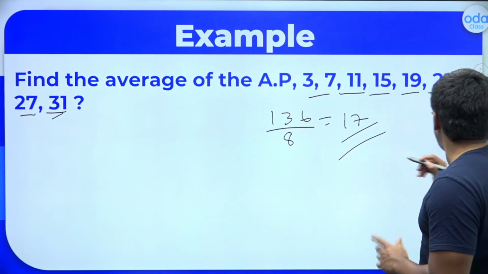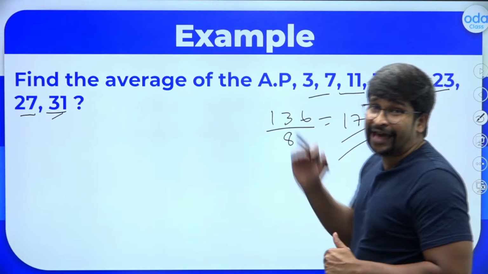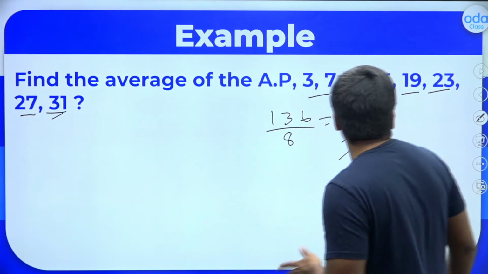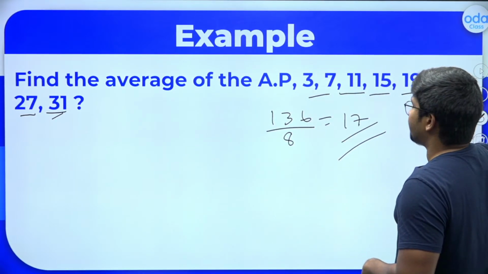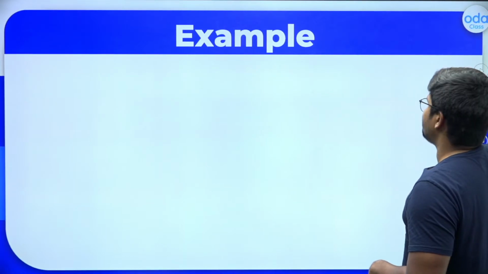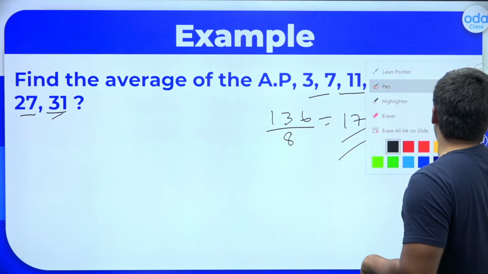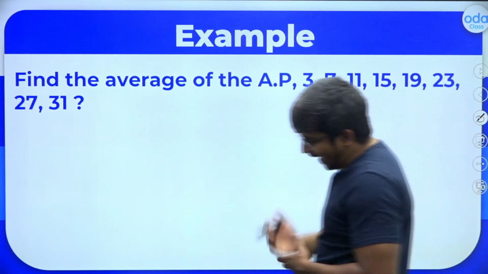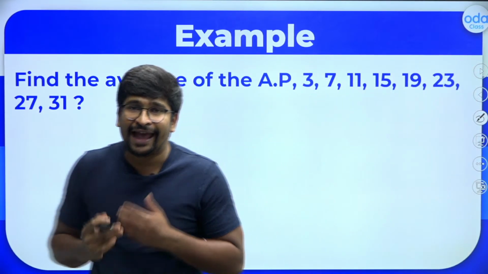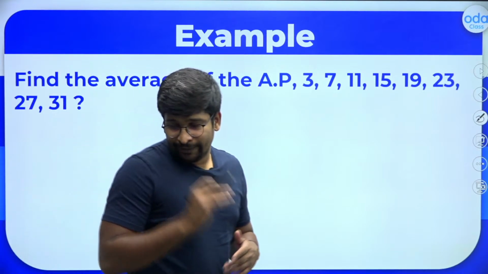Okay, so this is 17. Now this is the normal way of doing it, adding all the numbers and dividing it by 8. Now in the AP class, how we can do this is in a much more interesting manner. If you have to find the average of an AP, you can do a very easy technique.